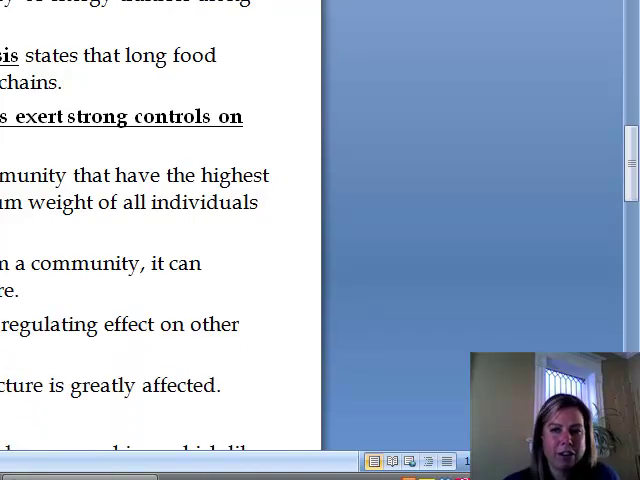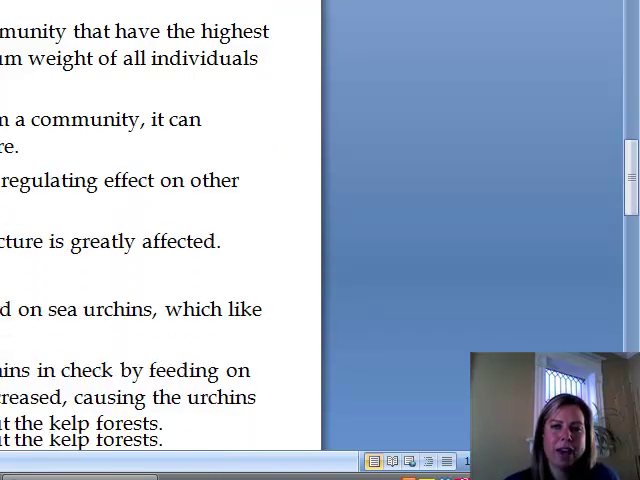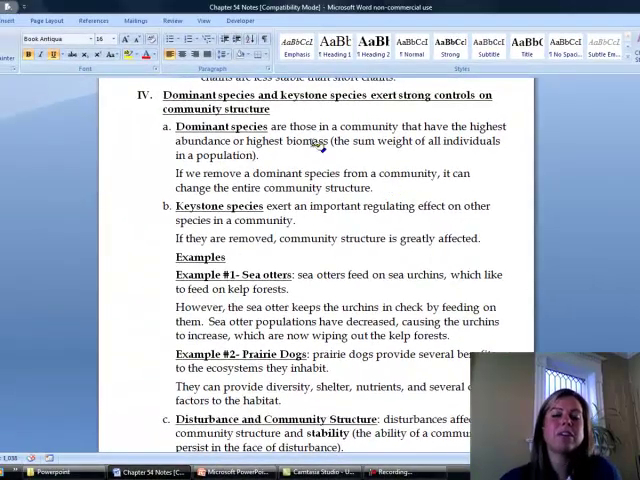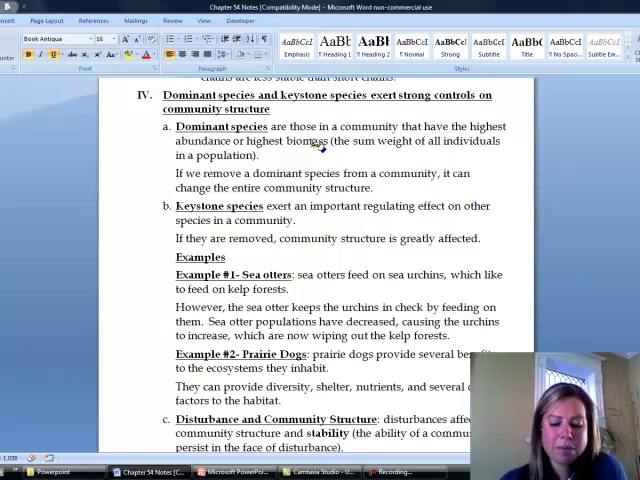Okay, so I talked about what limited the length of a food chain. It's that you run out of energy. And so we will talk about that in a later chapter. But what I want to get to next is what are called dominant species and keystone species. So these are going to be extremely important to identify when you're looking at community structure because they can have a very, very large effect on the community.